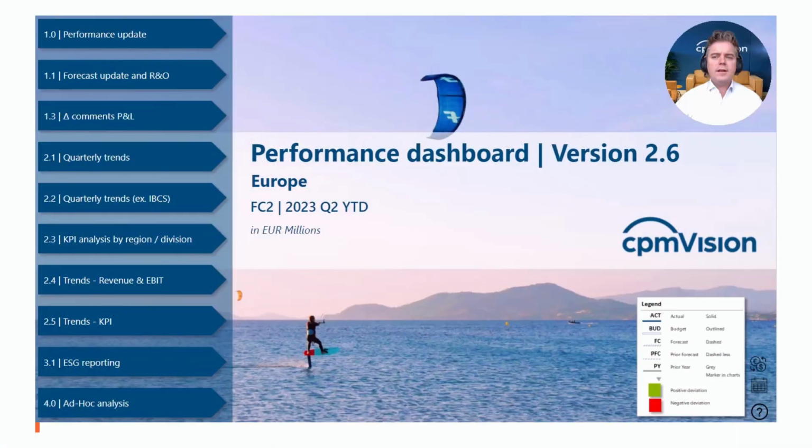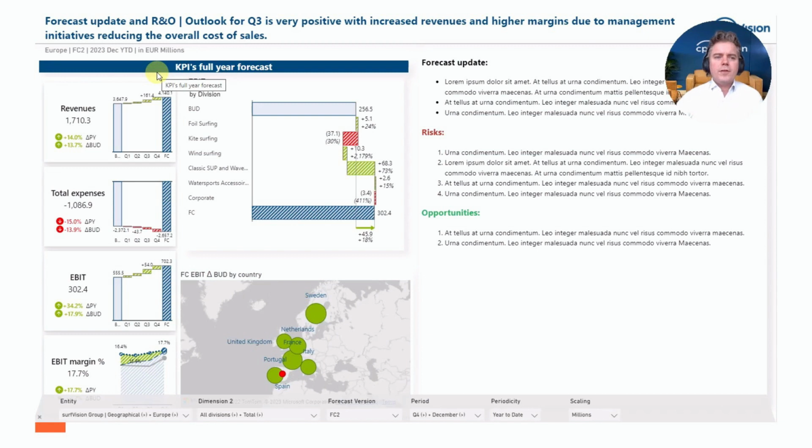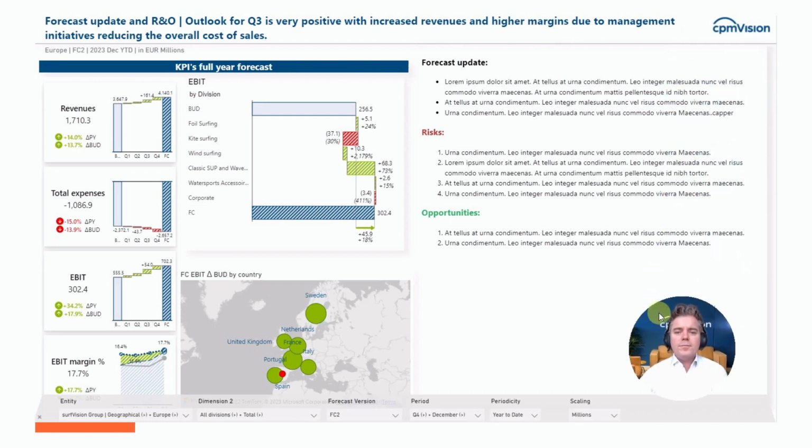Let's have a look at the next report, the forecast update and the risks and opportunities. If I open this report, you see that it's focused on December year to date, and also all visuals show you your budget versus your forecast, right? Outlined versus the dashed, which is used for your forecast. As you can see, even in your comments, you can add colors, which you can easily edit by pressing on the pencil like you saw in the previous report.